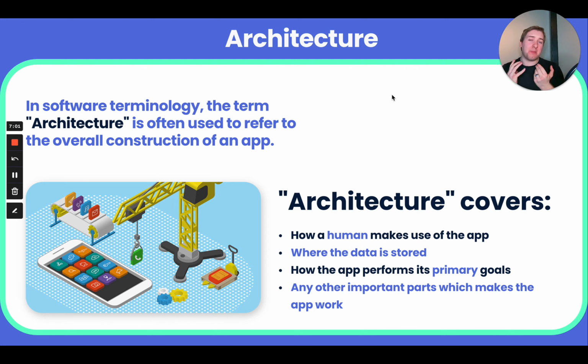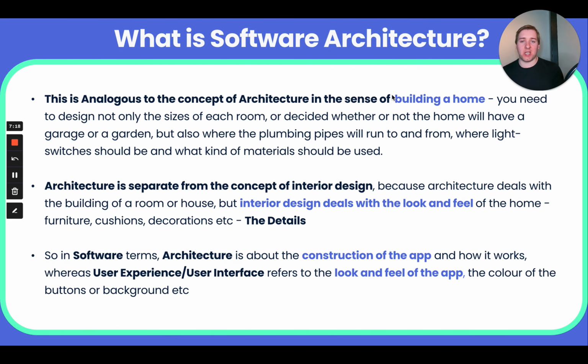And what I mean by primary goal is, how does Uber order a taxi? How does Facebook let you post an update? How does Airbnb let you book an apartment? What's the core thing that software is meant to do? And it can also cover other stuff like, what third-party services do you link to, etc. Now, the reason we use software architecture is because it's broadly kind of the same as the way we use architecture in the real world.